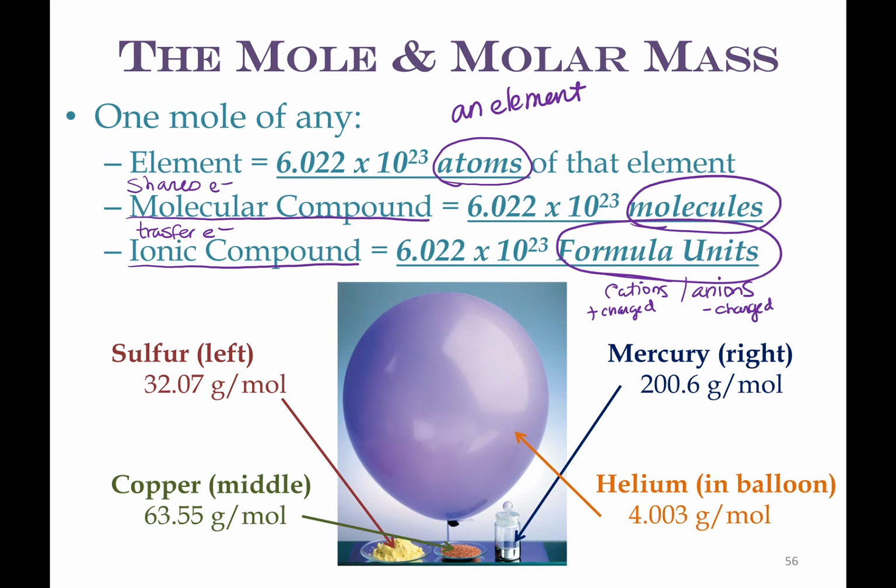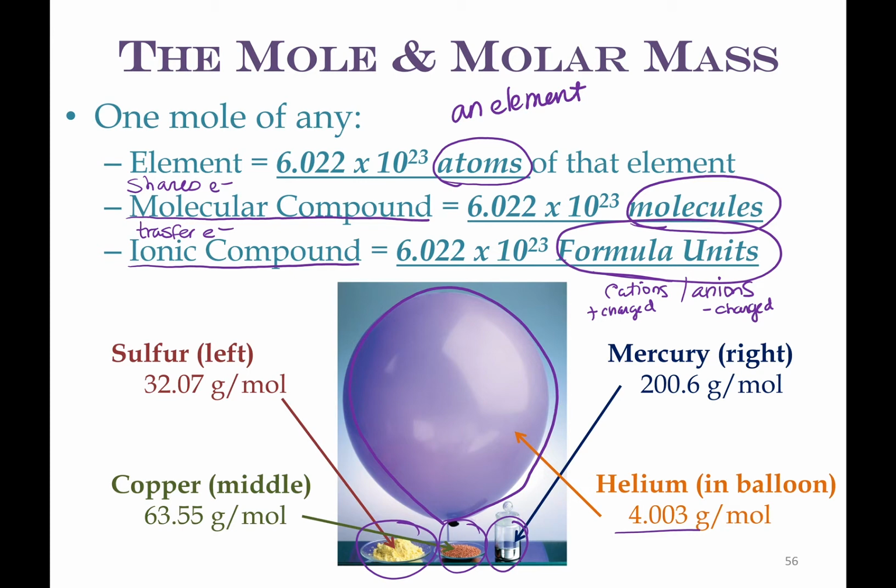This is a picture of 1 mole of a bunch of different substances. You can see helium takes up quite a bit of space here. It's 1 mole, and it only has a mass of 4.003 grams. Mercury, 200.6 grams per mole. Sulfur, 32.07 grams per mole. And copper, 63.55 grams per mole.